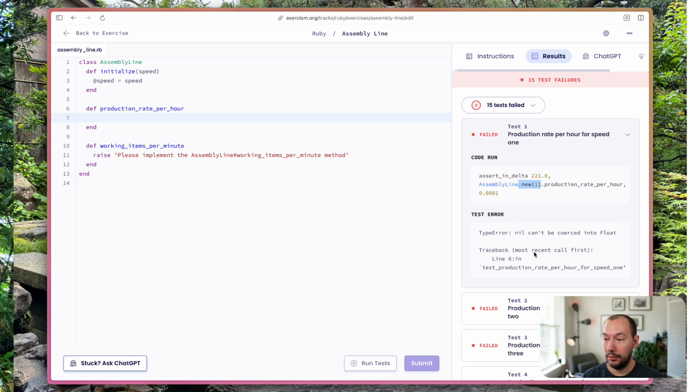And then we call production rate per hour, which we get nil. So I think probably this error here is based on the way the test is written. And I know I grumble about this a lot in my videos. I really wish I could see the tests. It seems like when I'm not doing these videos, the tests are available to me, and when I'm filming these videos, they're not available to me.